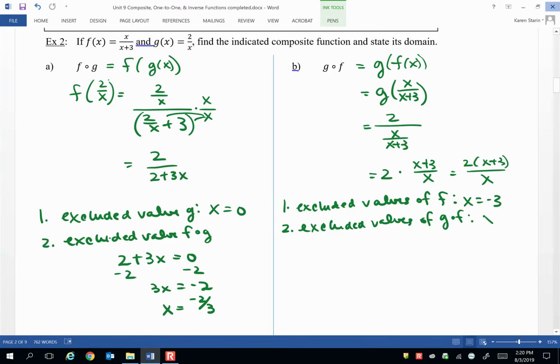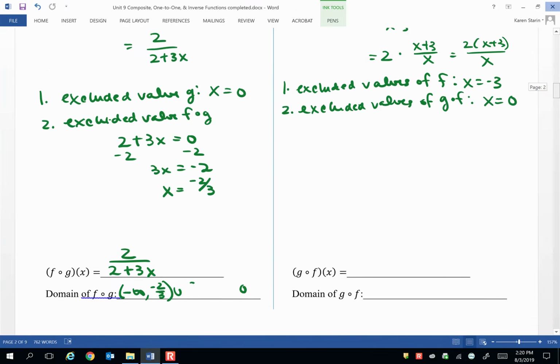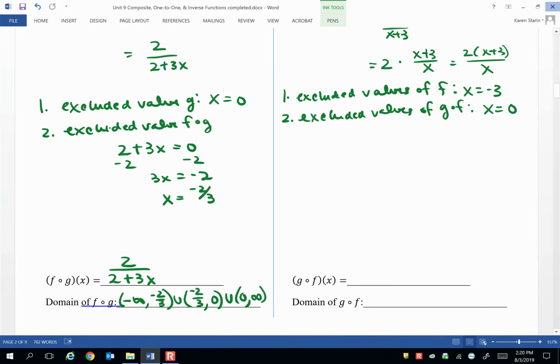Well, looking at that denominator, we have x equal to 0. So scrolling down to the bottom of your paper, let's put this all together. So G composed with f of x is 2 times x plus 3 over x, and the domain of the composition excludes 0 and -3.